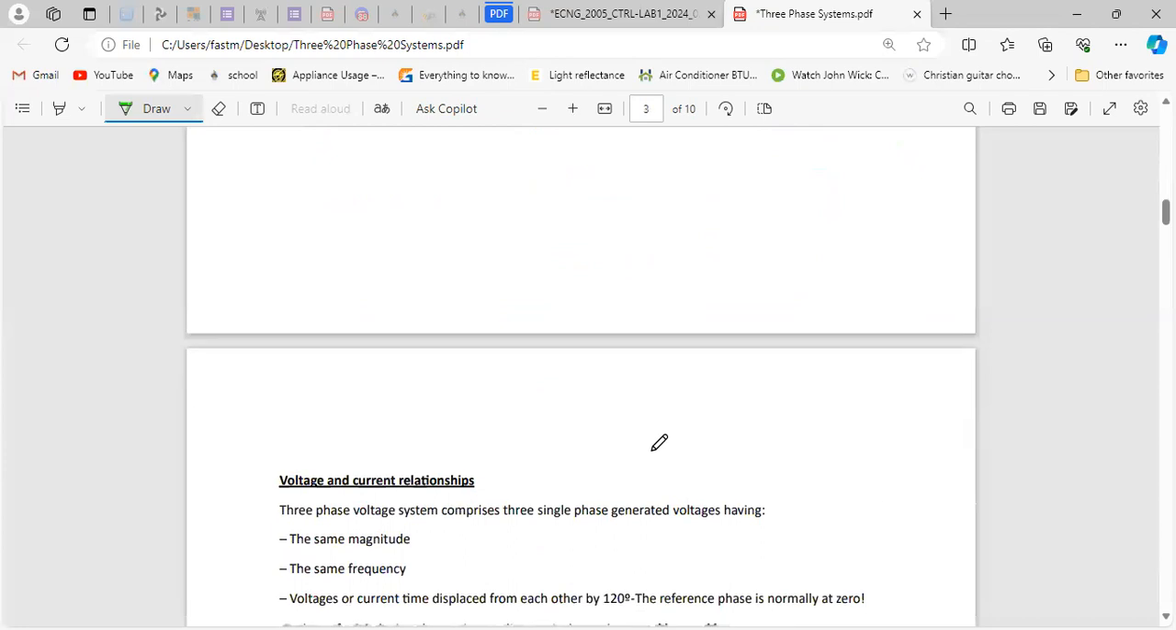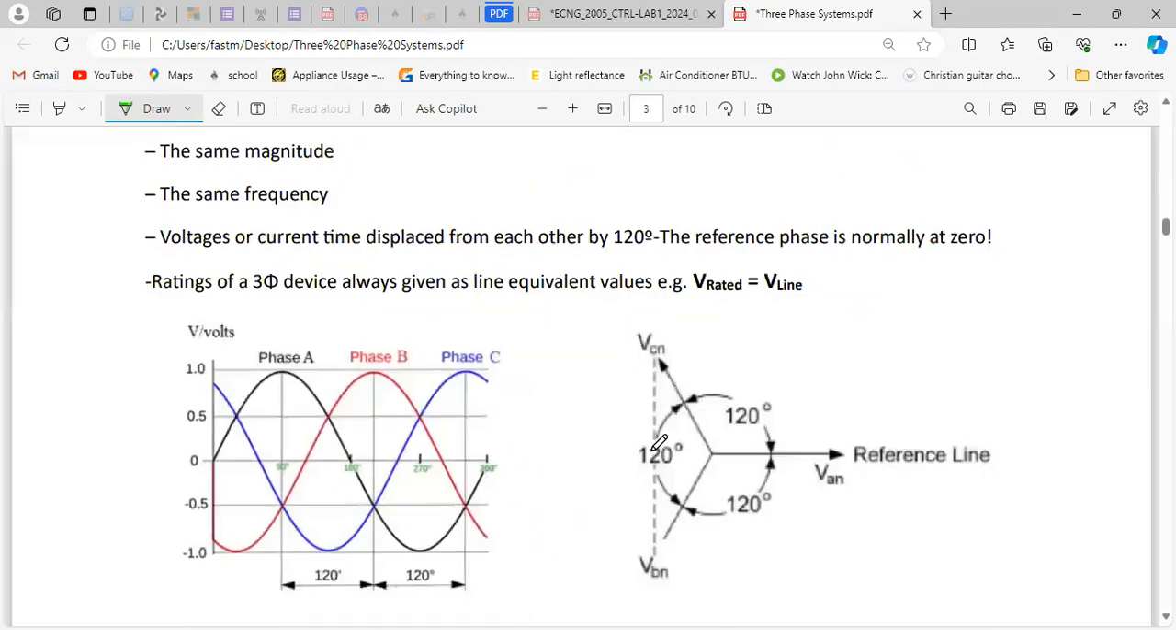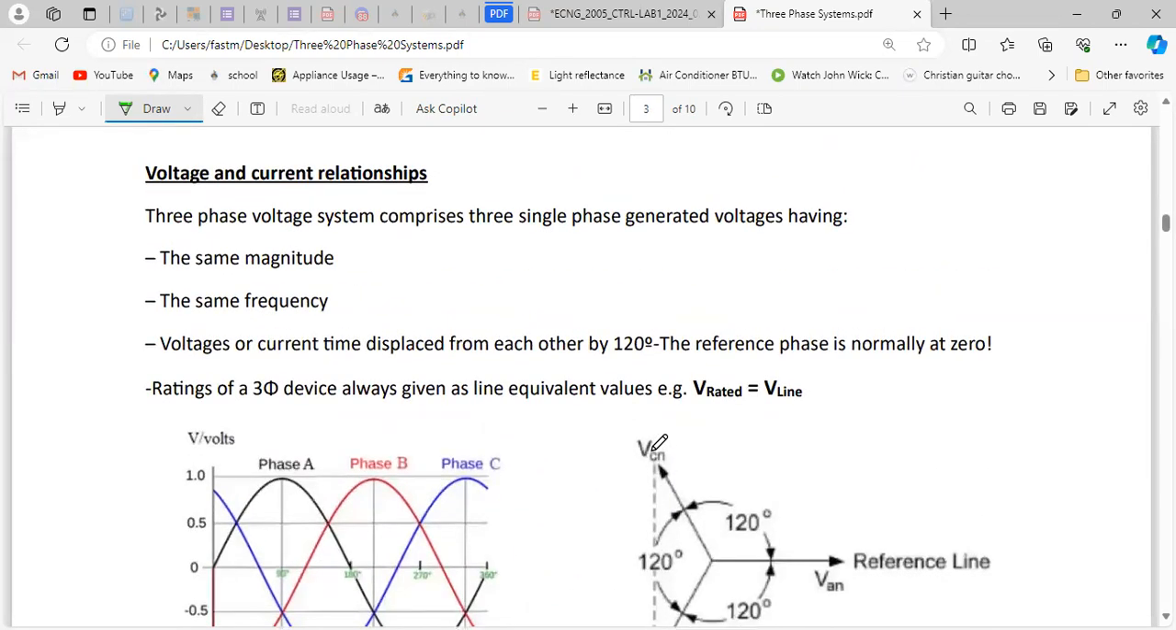All right, so let's get into something. The voltage and current relationship, so any questions that you all will get. The three-phase voltage system comprises three single-phase generating voltages. Remember, it's just three single-phase generators connected, and each has a line, so they have the same amount.